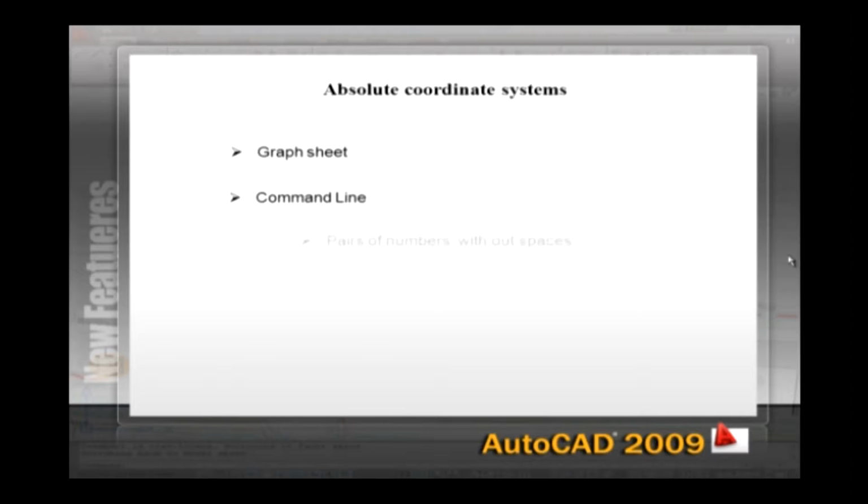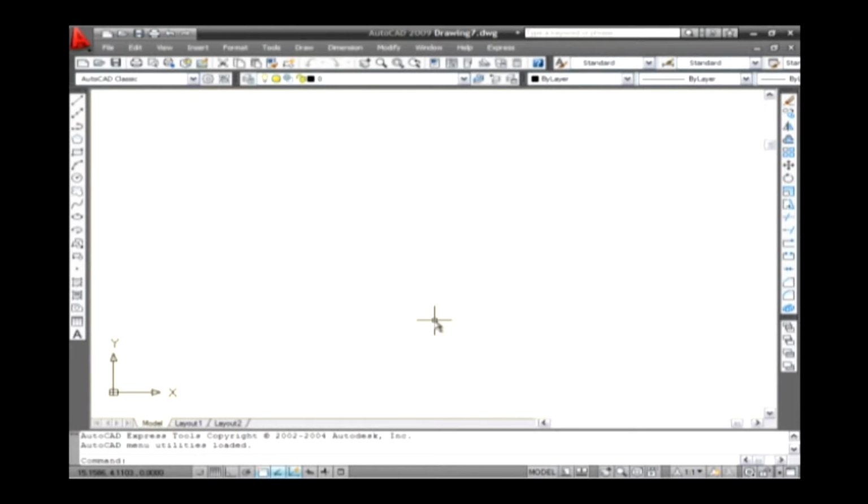Entering absolute XY coordinates. Enter absolute coordinates as pairs of numbers separated by a comma without spaces, because this is AutoCAD and not English punctuation. The x value is always expressed first, and then the y value is represented. Let's see an example of how to use the absolute XY coordinate system.